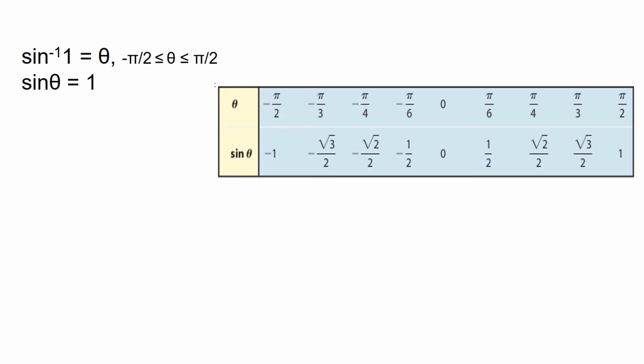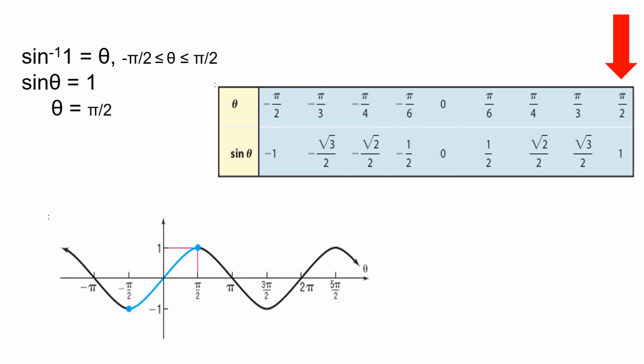And then we can check over our inventory of theta, comma, sine theta pairs that we know, ones for common values of theta. We see that the angle for which the sine is 1 is pi over 2. So that means that theta equals pi over 2. And we can see this point on the graph of the sine function. In fact, it falls within the limited version of the sine function between minus pi over 2 and pi over 2.